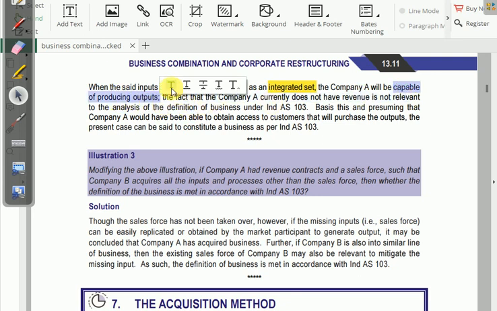Whether company A is capable of producing outputs, if yes, then it is a business. The fact that company A currently does not have revenue is not relevant to the analysis of the definition of business under Ind AS 103. Presuming that company A would be able to obtain access to customers that will purchase the outputs, the present case can be said to be a business. Here, this is a business.